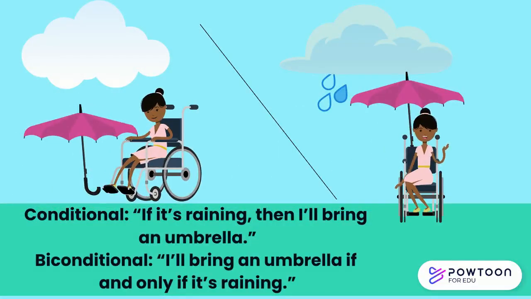In the logic statement, if it's raining, then I'll bring an umbrella, which is a conditional, the rain is the condition that requires bringing an umbrella, but bringing an umbrella doesn't necessarily mean it's raining.